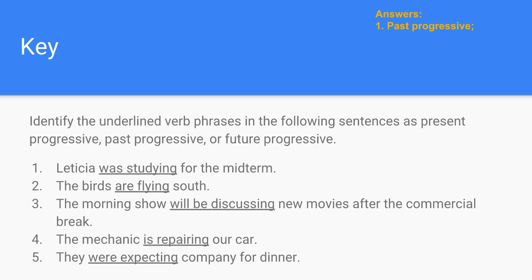For number 2, we should have are flying as present progressive because are is a present tense form of be, and we still got that present participle making that progressive. 3 is the future, easy to recognize with will be in there and the ing discussing present participle. 4 is repairing, again present participle, as is another present tense form of be. And 5 is past progressive, returning again to were, which is the plural past form of be.